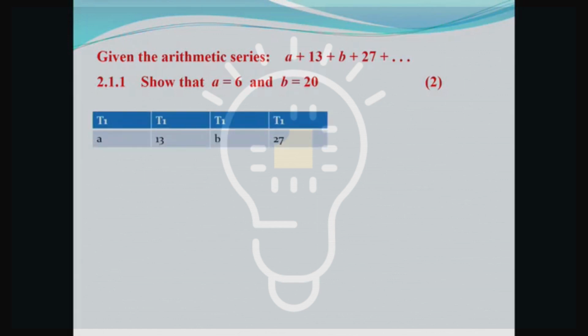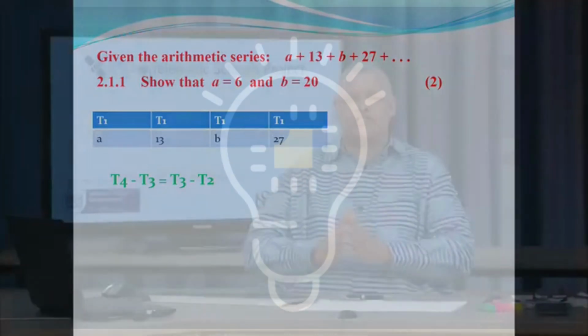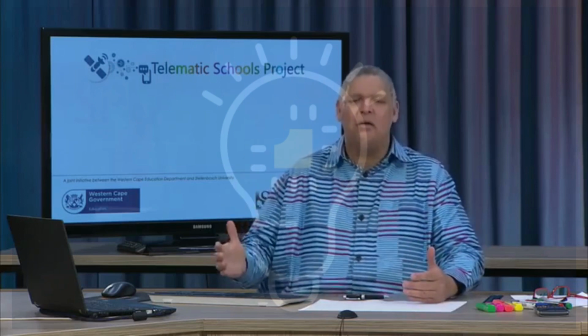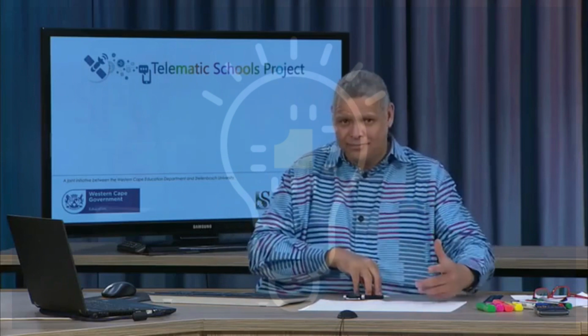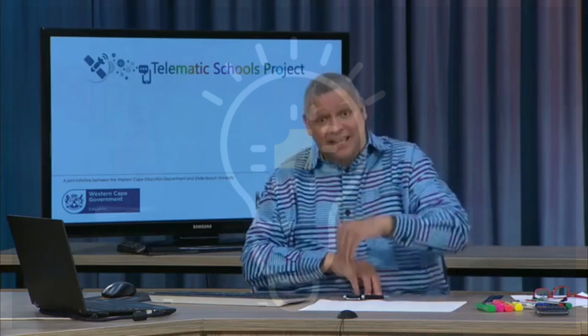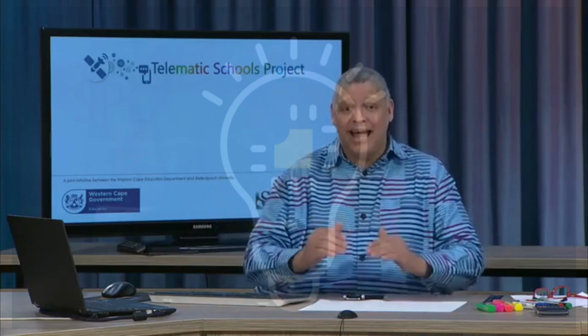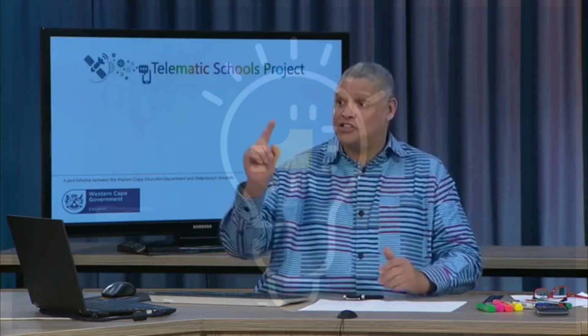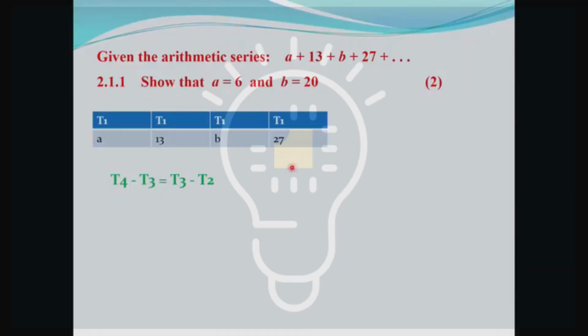Firstly, we need to recognize our terms. There we have a, 13, b, and 27. Now we know for an arithmetic sequence and an arithmetic series, term 2 minus term 1 must equal term 3 minus term 2. In turn, term 4 minus term 3 must equal term 3 minus term 2. And that is the basis for us starting our calculation here. On the monitor, we see term 4 minus term 3 must be equal to term 3 minus term 2.